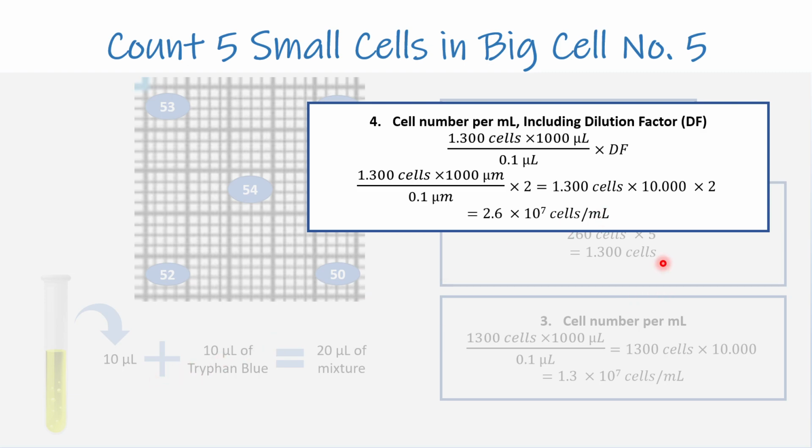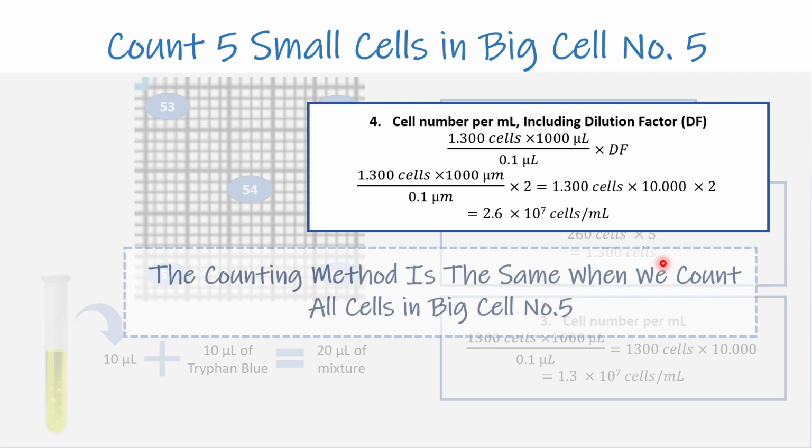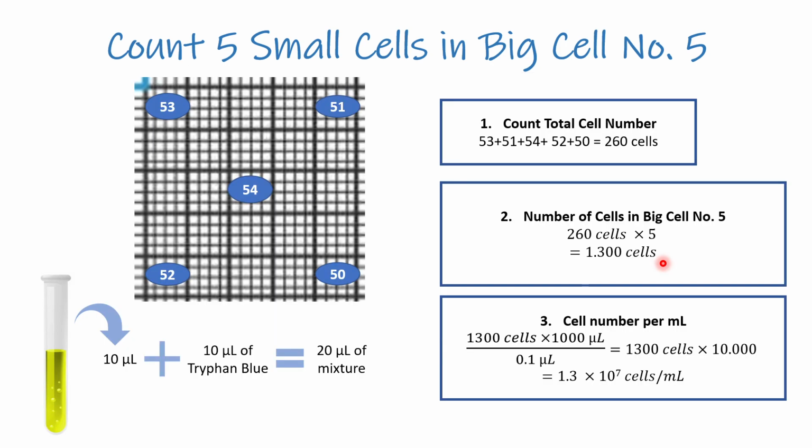Okay, so that's actually everything, and the counting method is exactly the same when we count all the cells in big cell number 5. If you count every cell within this compartment, you basically skip to this part. You already have the total numbers here, and then you just skip it here. So you don't need to do this part. Just know which one you are doing, and you'll be fine.